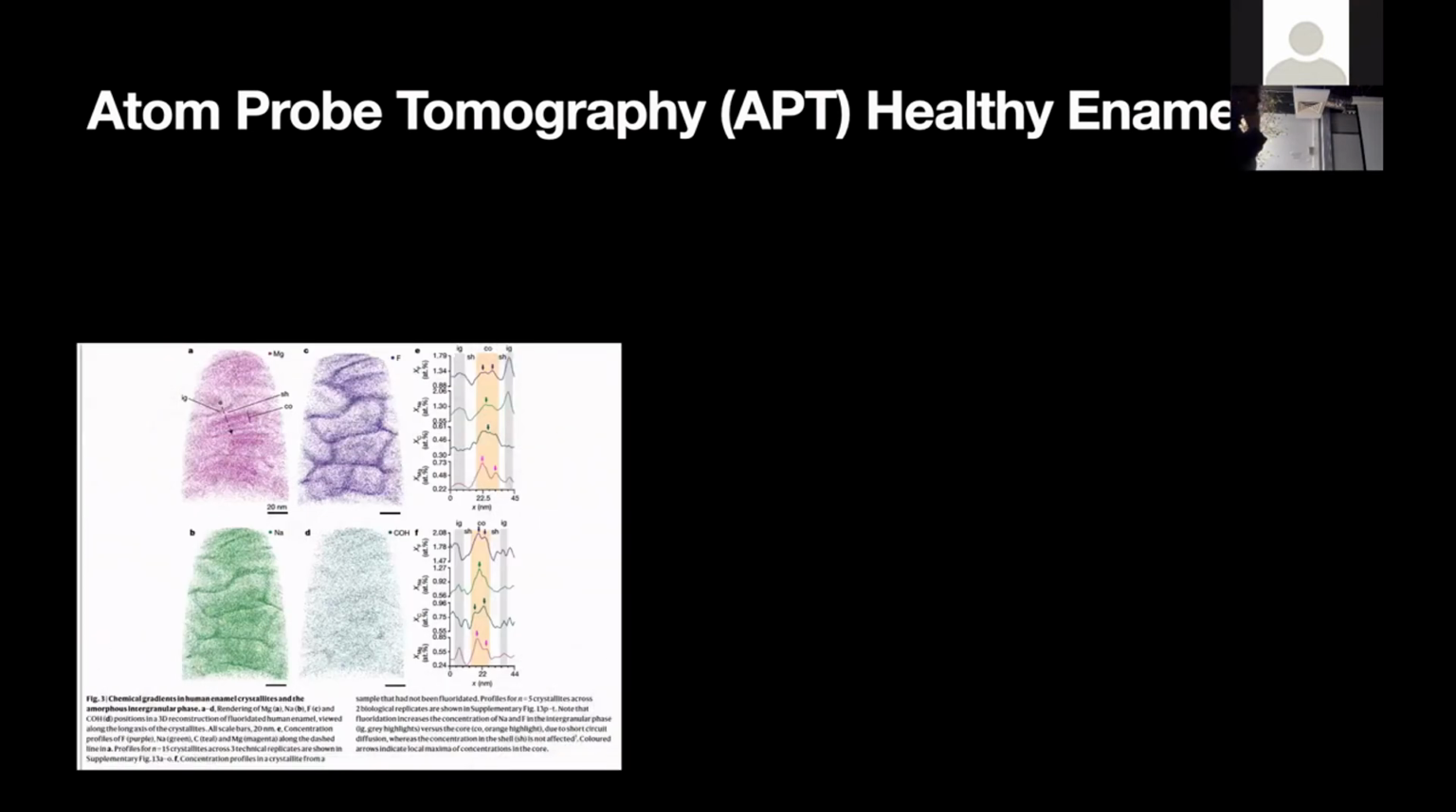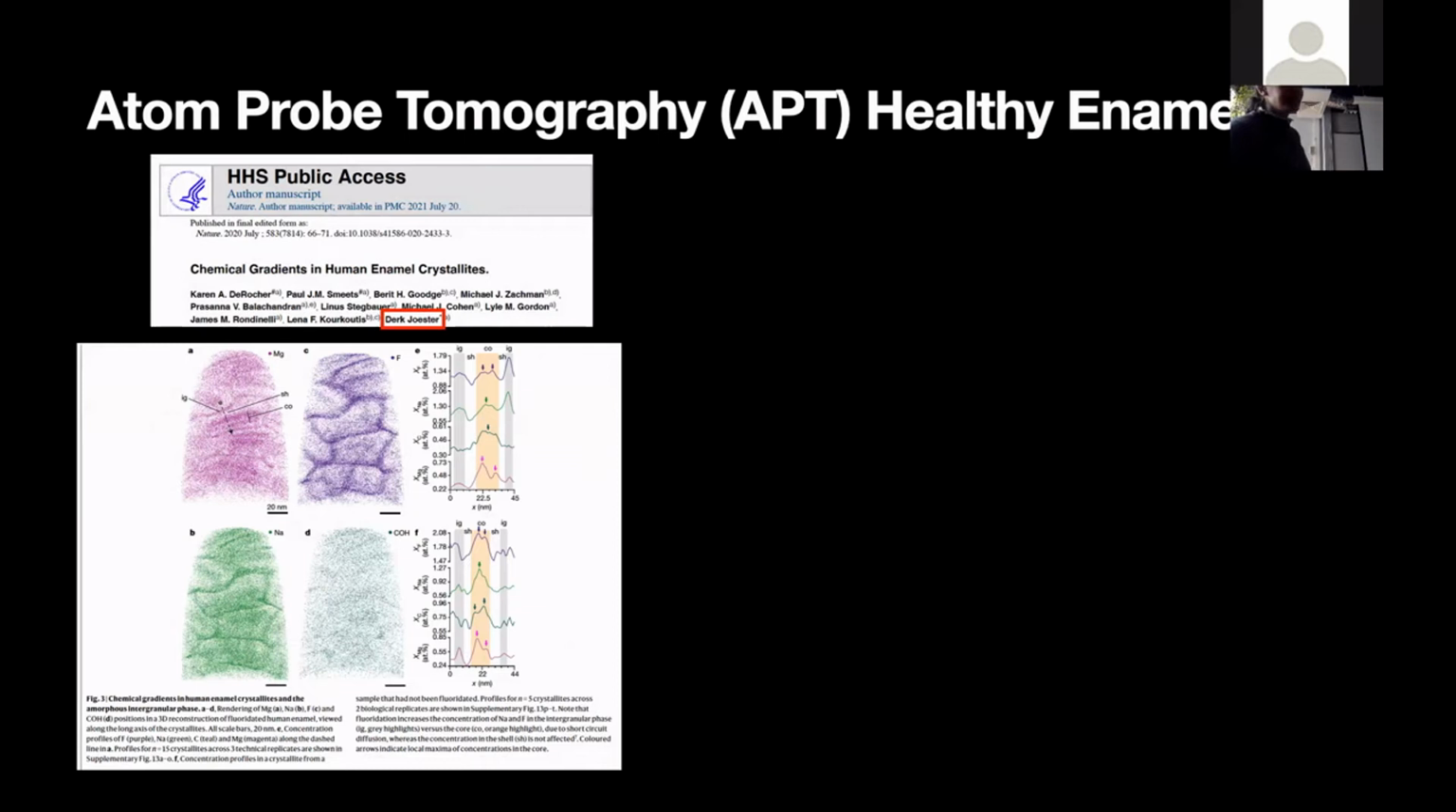And finally, thanks to a short mobility that I did three years ago at Northwestern University in Chicago, we used an advanced technique to see the distribution of atoms at the nanoscale level. This technique is called atom probe tomography. And there is recent literature from the group of Dirk Joster. Dirk Joster is a PI of a lab at Northwestern University, focusing on materials science and engineering.